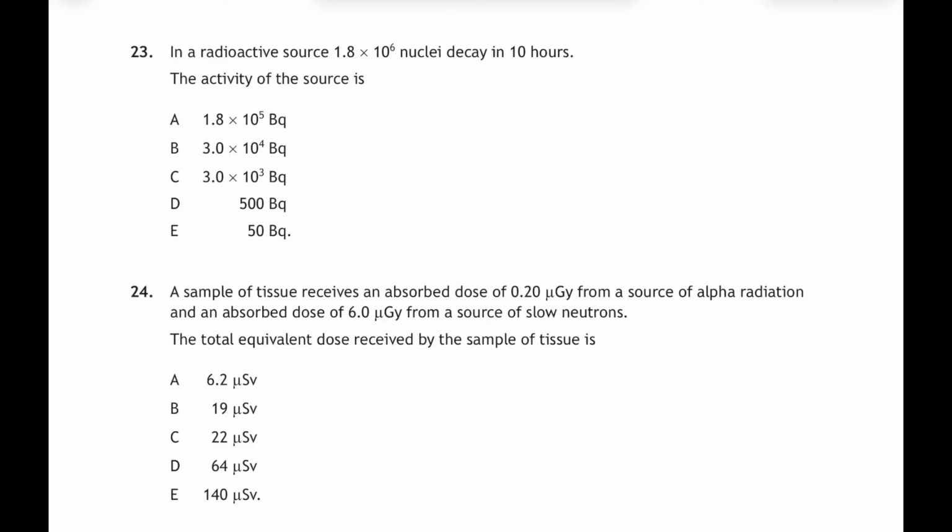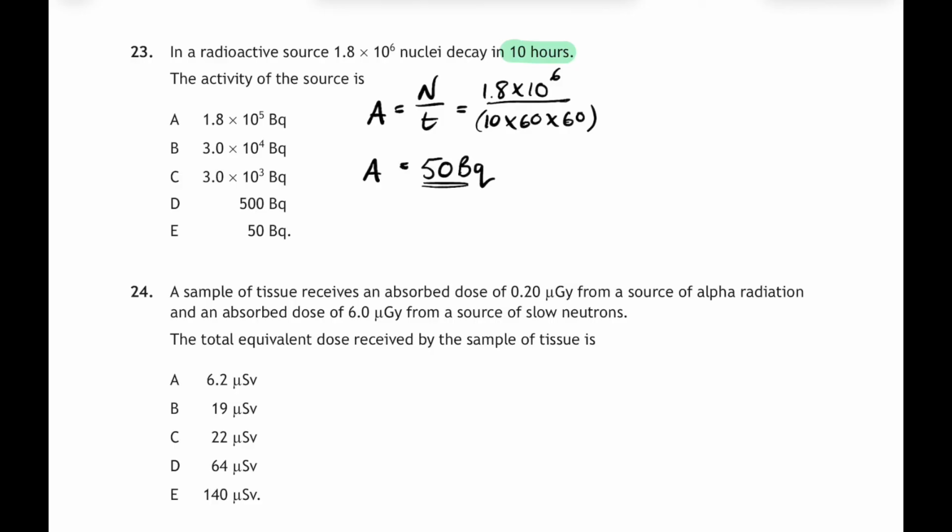Question 23. In a radioactive source, 1.8 times 10 to the 6 nuclei decay in 10 hours. What's the activity of the source? So the relationship we're looking for this time, activity is the number of decays per second, A equals N over T. The number of decays is 1.8 times 10 to the 6 divided by a time. Now it's 10 hours, but we need that time in seconds. So that's 10 hours times 60 minutes times 60 seconds. And if you do that on your calculator, it gives you an answer of 50 becquerels.